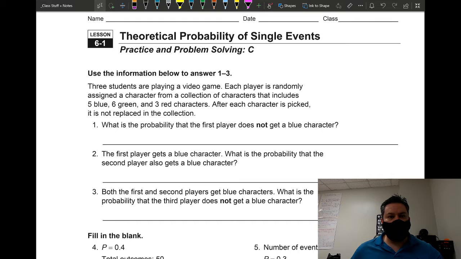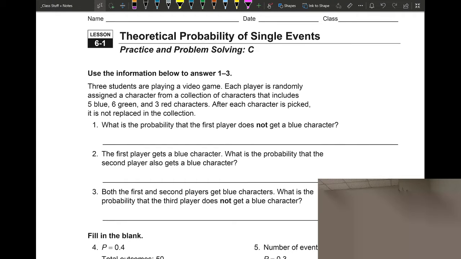Today we're going to keep talking about theoretical probability of single events, but we're going to do it a little bit different.